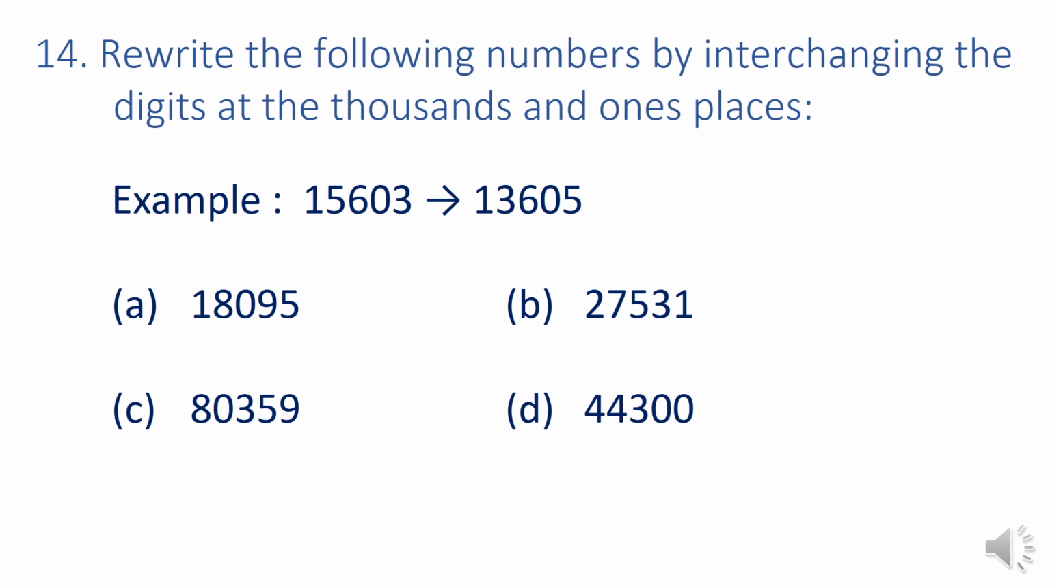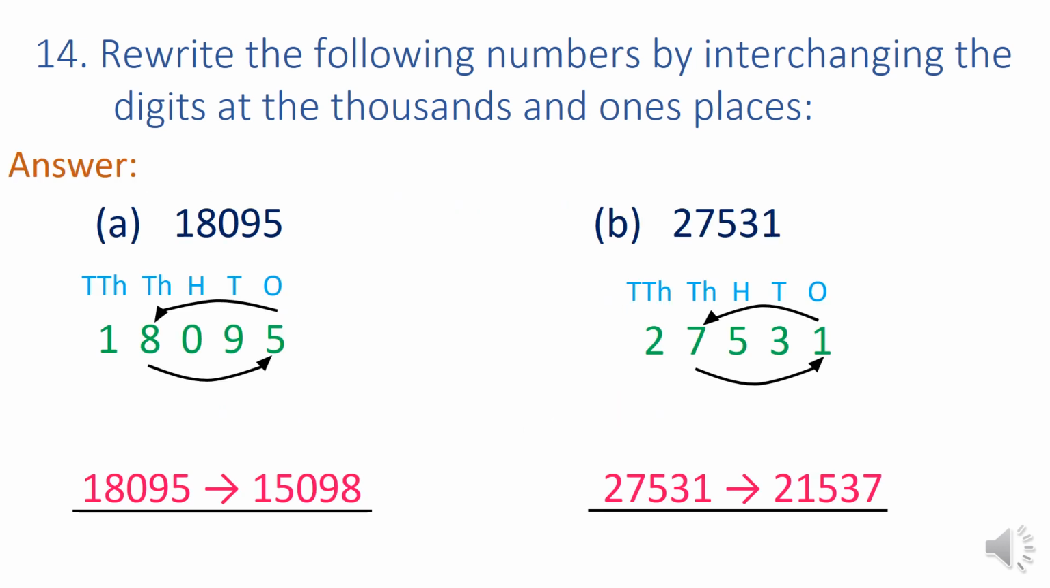So, for getting the answer, interchange the digits. That is, write 3 in the thousands place and write 5 in the ones place. So the number becomes 13,605. Do you understand? Our first number is 18,095. In this number, the ones place number is 5 and the thousands place number is 8.